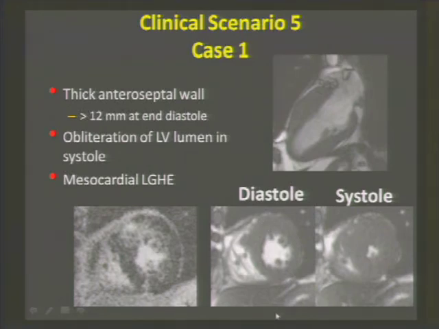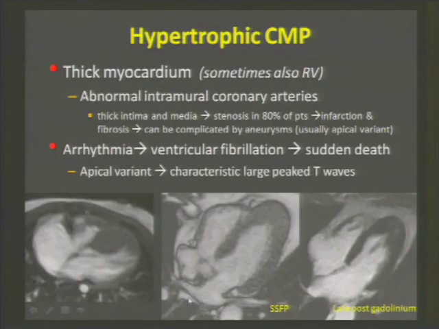If delayed enhancement is seen, it's going to be mid-myocardial and mesocardial because there's an association. These people do have abnormal coronary arteries. They do get stenosis because of that, and therefore they get small infarctions and fibrosis within the areas of thickened myocardium. In the apical variant, the delayed enhancement is going to be in the apex, and these can go on and develop apical aneurysms, which then need to be followed because they could also get thrombus and then embolize.